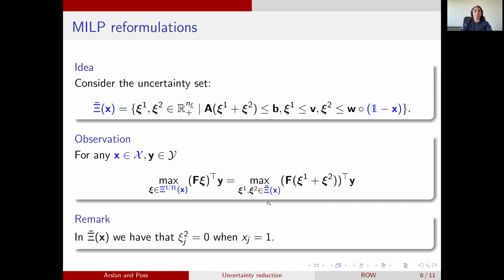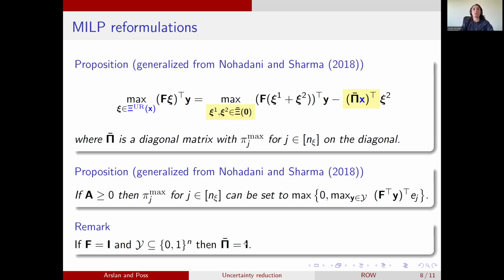Okay. But what's nice about this representation is that whenever x is equal to 1, the uncertain parameter psi that corresponds to it will be equal to 0. And that will help us write some reformulations. So the first reformulation that will use this kind of logic was first introduced by Noedani and Sharma, and we generalized it a little bit. It says that the worst case value of the original adversarial problem is equal to the worst case value of this modified problem. And in this modified problem, you have two things.